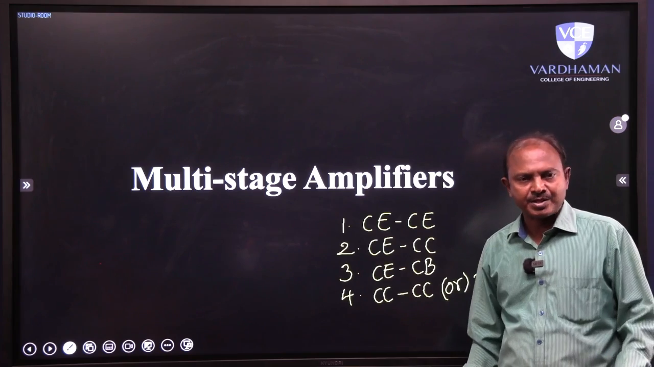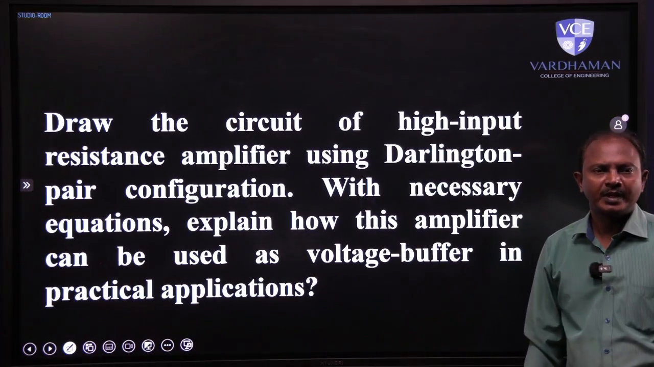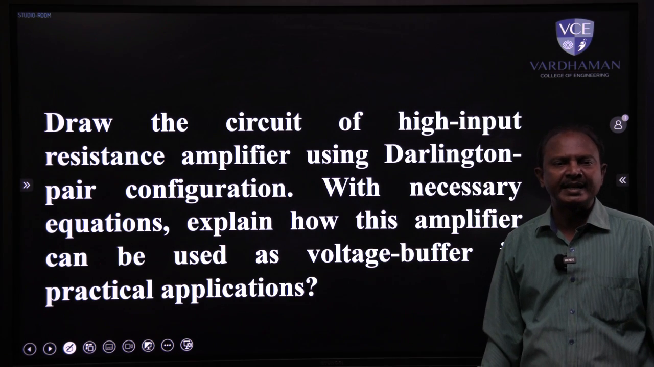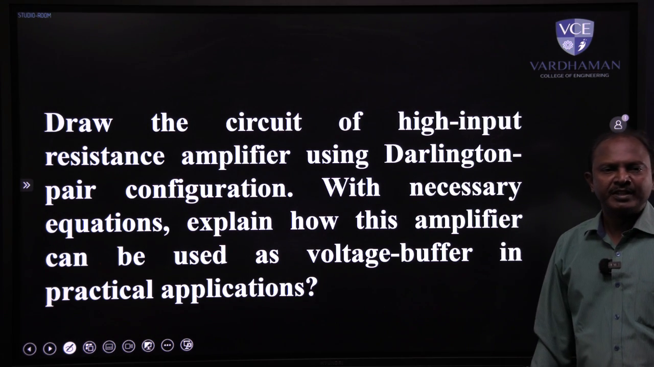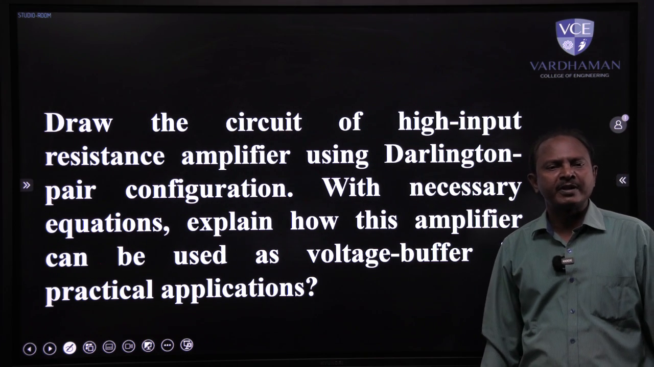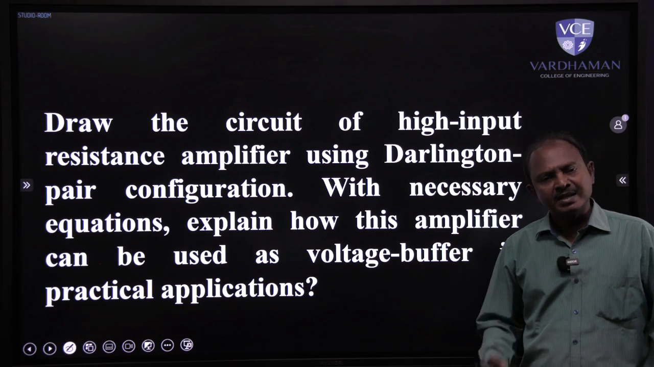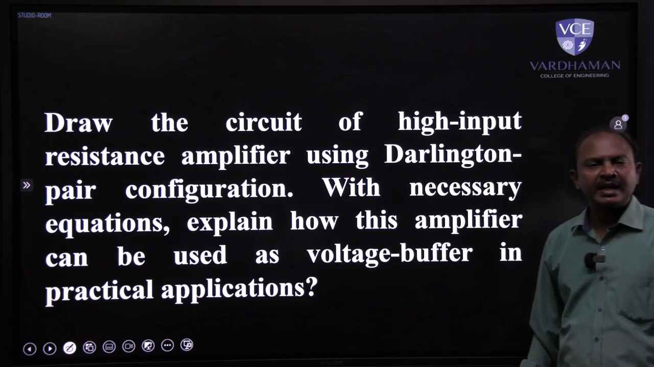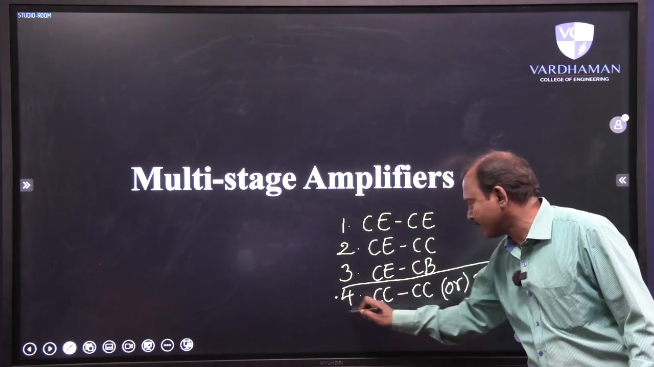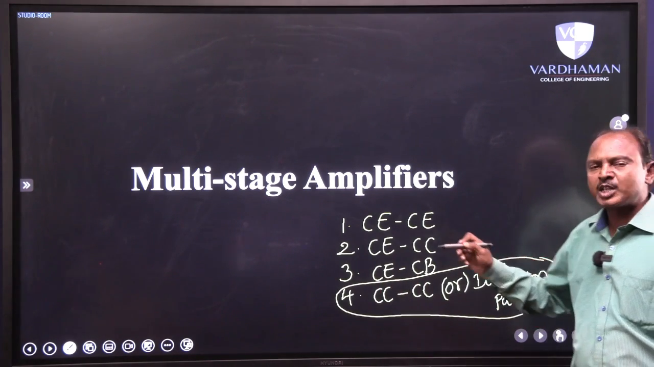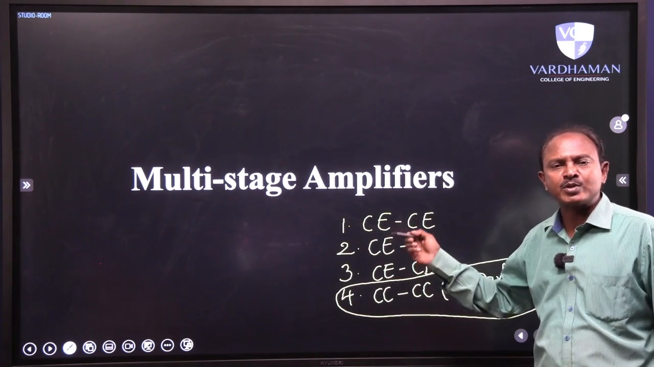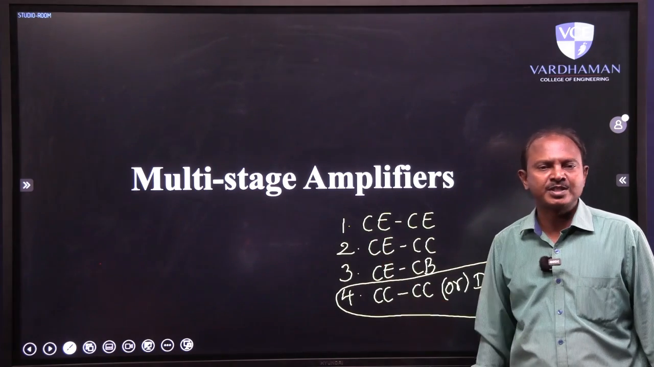The question can be like this: draw the circuit of high input resistance amplifier using Darlington pair configuration. With necessary equations, explain how the amplifier can be used as voltage buffer in practical applications. This is, of course, based on the Darlington pair amplifier. This question is based on the last configuration which I have listed here. Similarly, the questions expected based on the CE-CC and CE-CB also. Similar type of questions are expected based on the first three configurations also.